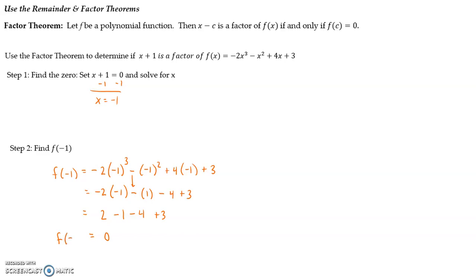So the 0 was our remainder, and because we got 0 in this case, the answer to our question is yes, x plus 1 is a factor, because it divides out evenly. Anytime you get a remainder of 0, then you can say yes, that factor you were working with is a factor of the polynomial.